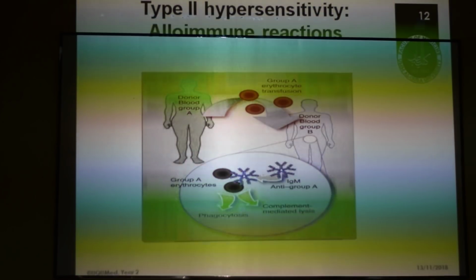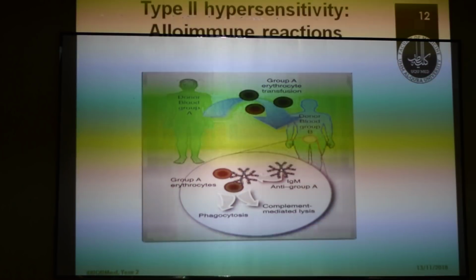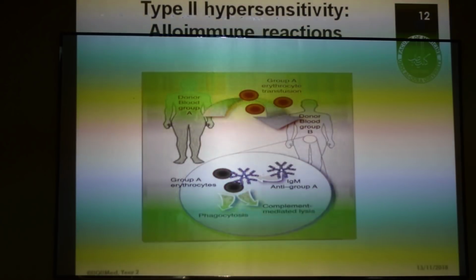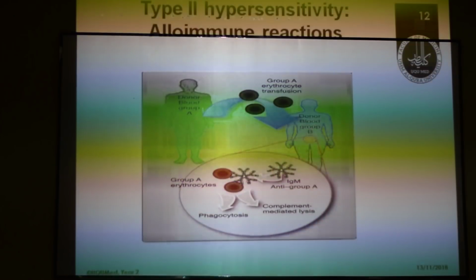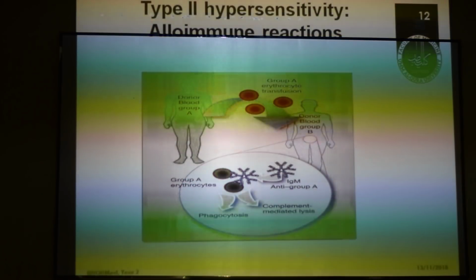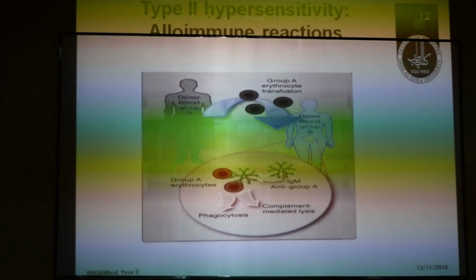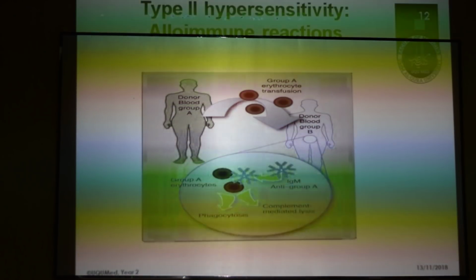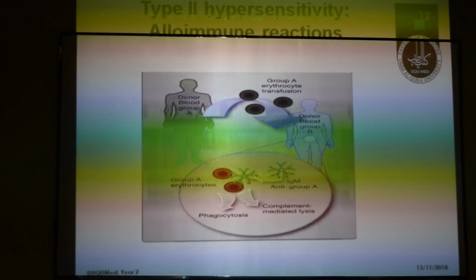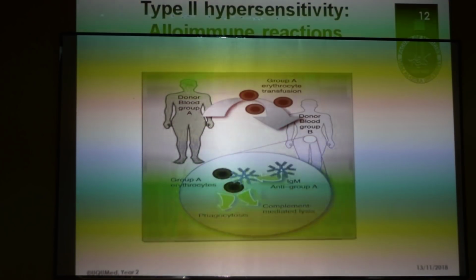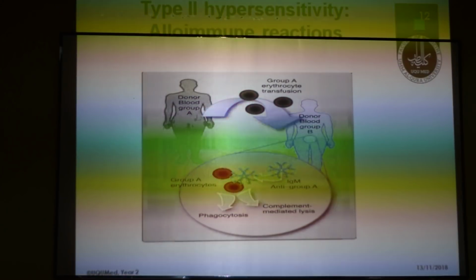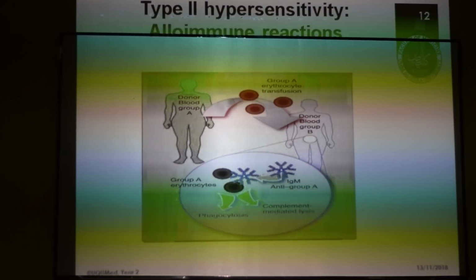Now just remember, when we talk about ABO incompatibility, we talk about IgM antibodies. True? Preformed antibodies are IgM. But when we talk about Rh incompatibility, we talk about IgG. They cross the placenta, everyone knows that. Why are these two different? IgM is for polysaccharide, and IgG is for protein. So Rh is composed of protein.